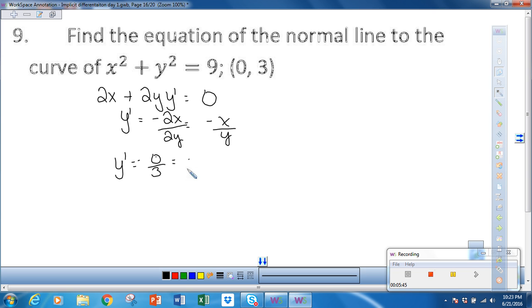which is simply 0. And so the normal line for this would be undefined, because the normal line's slope is the negative reciprocal of the slope. So the normal line is undefined. And if it's undefined, that means it only has a vertical tangent line, so we would say x equals 0, because we get the x from here.